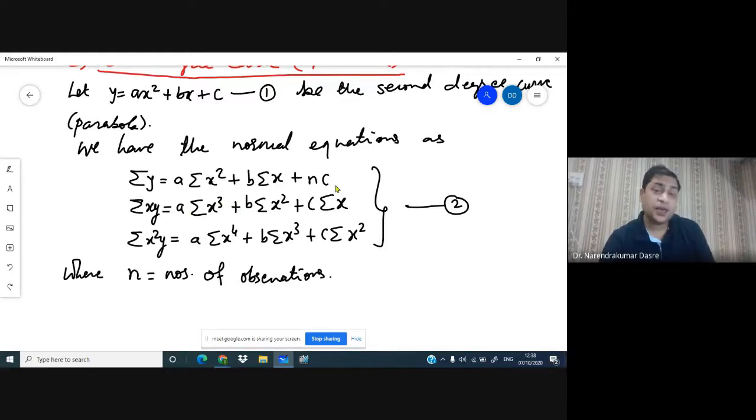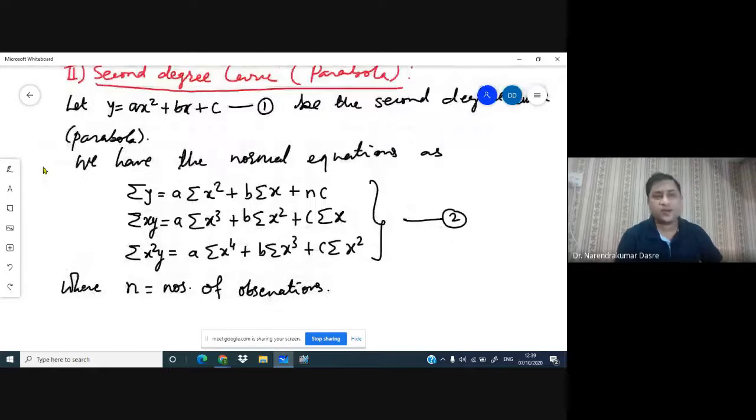So here A, B, and C are the unknowns, and once you find these unknowns, then you are able to put these values in equation 1. So you are able to fit the nonlinear curve to the given data set. So you will get y is equal to ax square plus bx plus c.